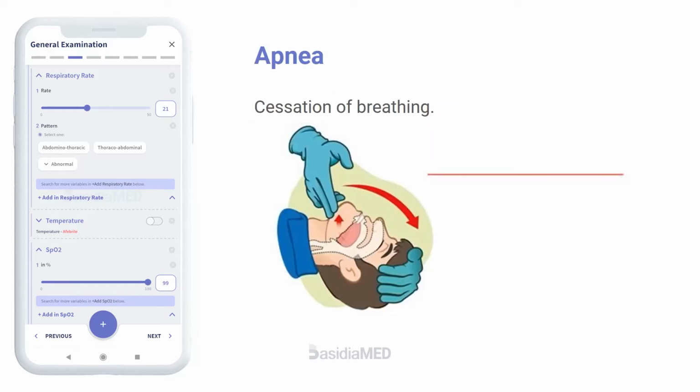Apnea is the cessation of breathing. During apnea, there is no movement of the muscles of inhalation, and the volume of the lungs initially remains unchanged. This signals a life-threatening situation in which the patient will quickly succumb unless rescue breathing is instituted immediately.